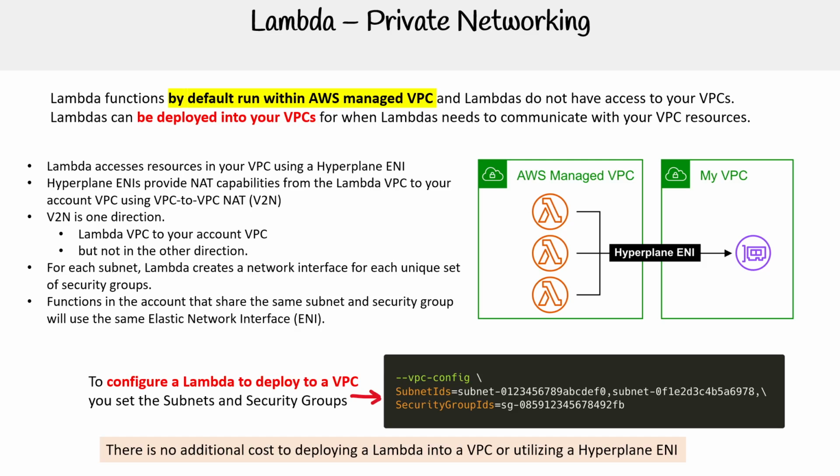At one point, there was no Hyperplane ENI, and it sucked because basically it would put a hard limit on how many Lambdas you could have in a VPC, but now with Hyperplane ENI, it's super easy, and it's the default, so there you go.